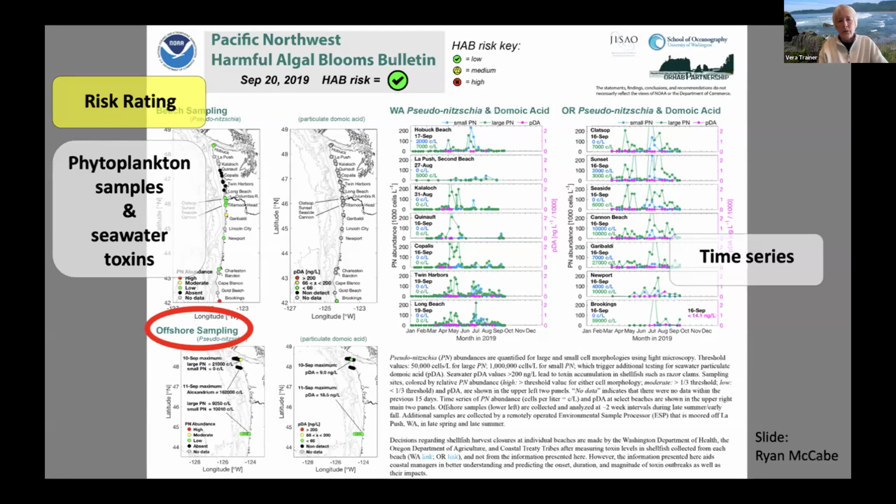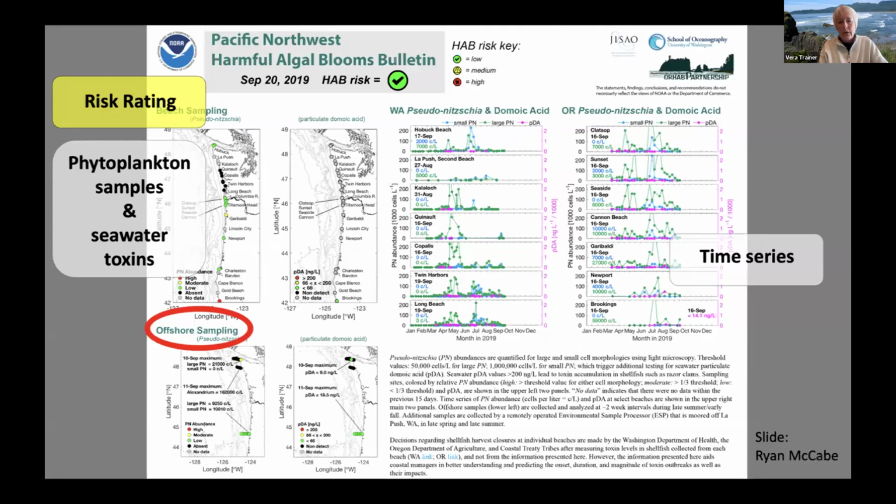So in this particular example, you see the risk rating is green, and we've used data from phytoplankton samples and the seawater toxins, both from the beach sampling, and I'm showing here in red the offshore samples, which will increase with time now that we have the Lightfish and other tools employed.